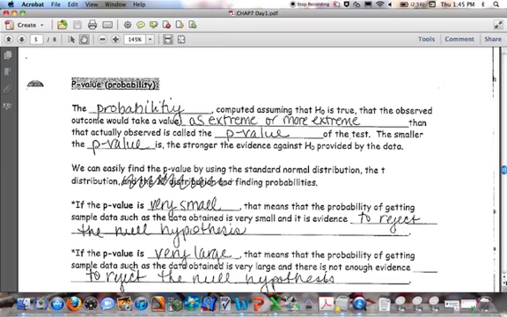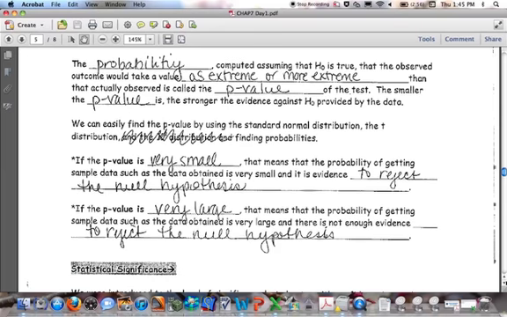You can easily find the p-value by using the standard normal or the t-distribution. If the p-value is very small, that means the probability of getting sample data such as the data obtained is very small, and it is evidence to reject the null hypothesis. So if you have a small probability, that means the likelihood of that result occurring is very unlikely. So therefore, since it's so unlikely to happen, you would reject your null. If your p-value is very large, the probability of getting the sample data such as the data obtained is very large, and there's not enough evidence to reject the null hypothesis.